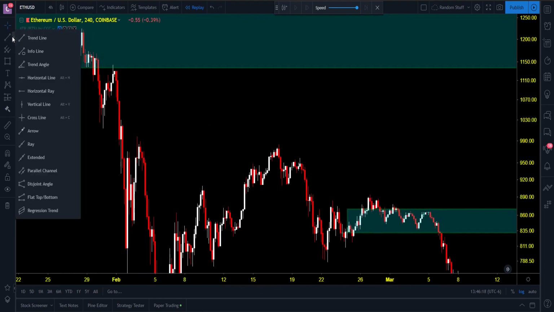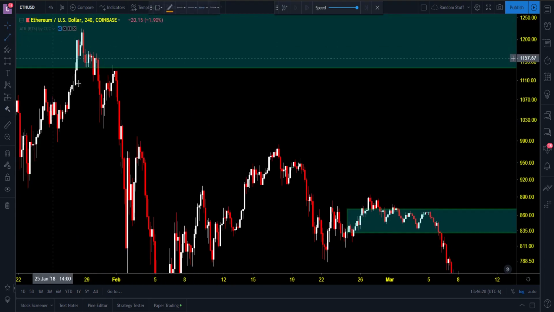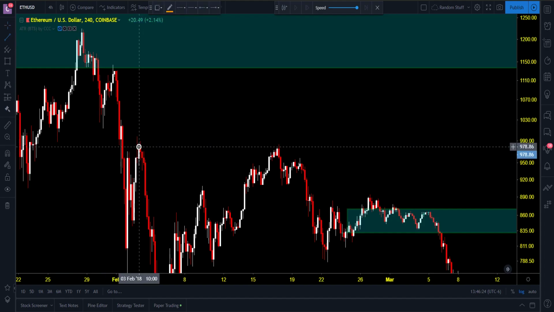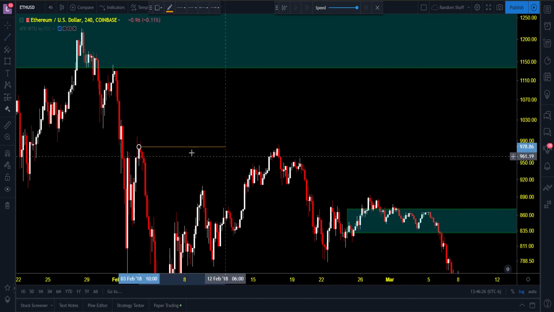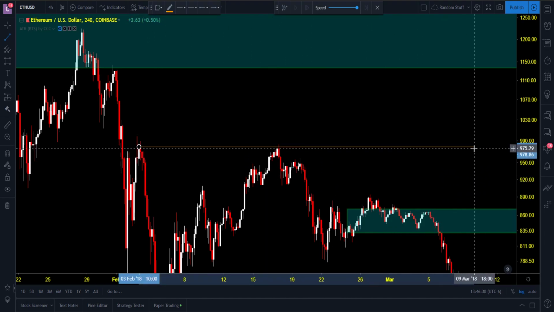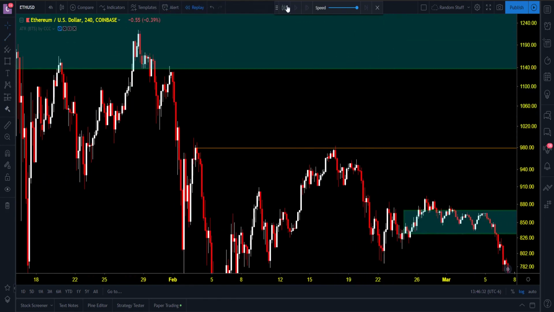Whenever you have a swing high point, you draw a line from the close. So these are closed candles right here, right? You draw a horizontal line. You hold shift and you can make it horizontal. You just draw it out. And then what you're looking for is a move past that close and then a close below it.